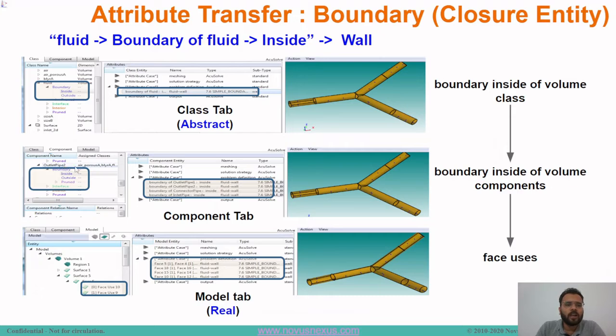Now check the component tab and model tab. So this attribute is split into 4 attributes in component tab, and it is split into 4 attributes in model tab. So this is how in CAENexus the attribute is transferred from abstract model to real geometry.